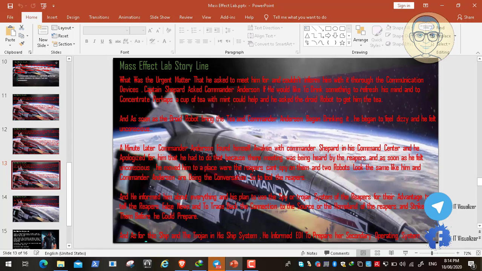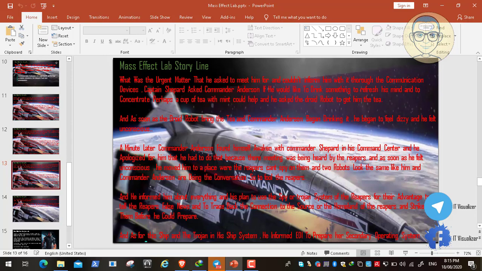A minute later, Commander Anderson found himself awake with Captain Shepard in his command center, and Shepard apologized that he had to do this because the meeting was being heard by the Reapers. As soon as Anderson lost consciousness, he moved him to a place where the Reapers can't spy on them, and two robots that look the same as him and Commander Anderson are having the conversation, to fool the Reapers.